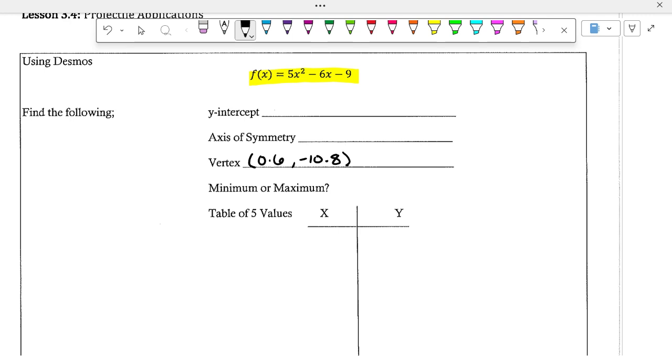Now, if you get some decimals in your answers, don't be alarmed. That's why we're using decimals instead of the formulas.